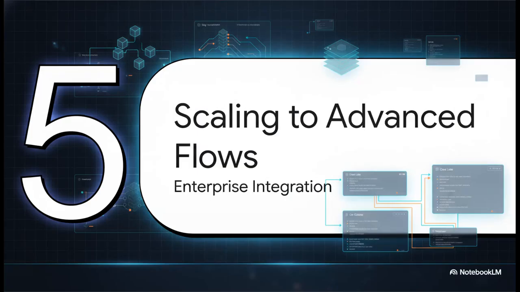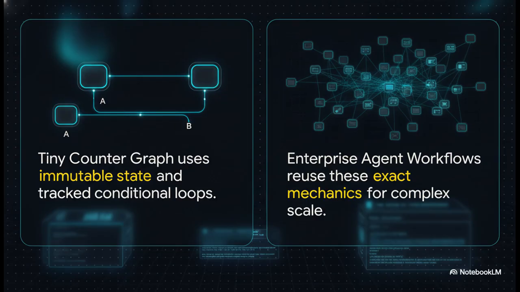Finally, step 5, scaling to advanced workflows. Okay, yes, we've just built a tiny toy counter today. So the crucial point is this. The fundamental mechanics remain completely identical as you scale. The tiny counter graph uses immutable state, conditional transitions, and tracked actions. When you go out and build enterprise agent workflows, pulling in an LLM, doing complex routing, hooking up PostgreSQL, or streaming checkpoints, you are literally using the exact same application builder, the exact same transitions, and the exact same decorators.